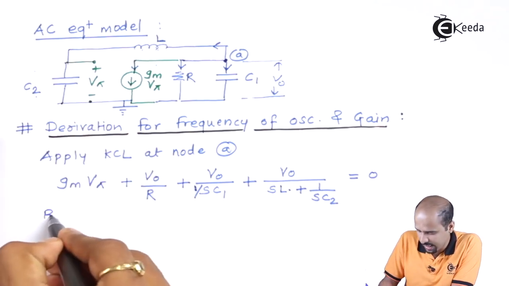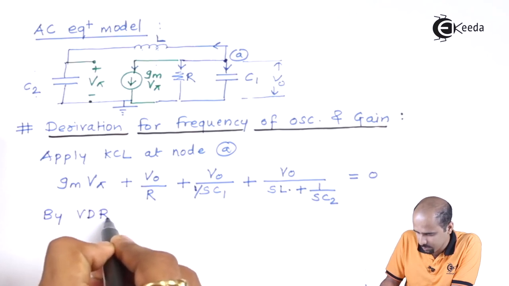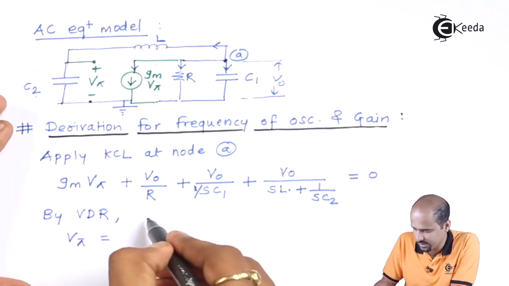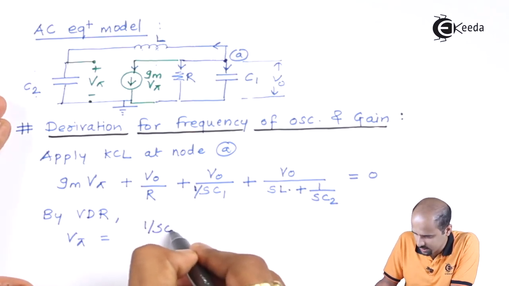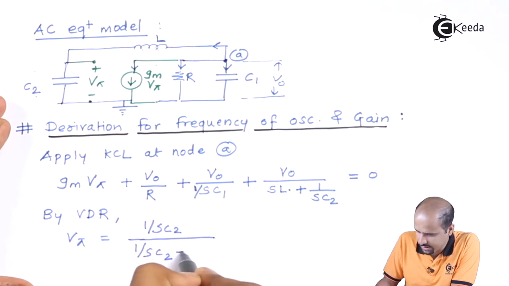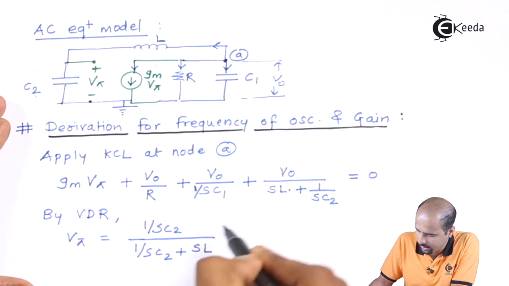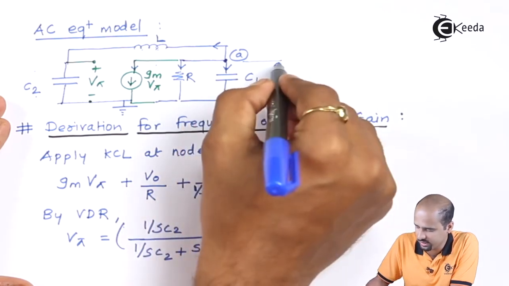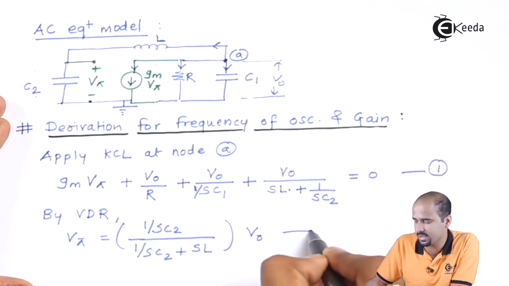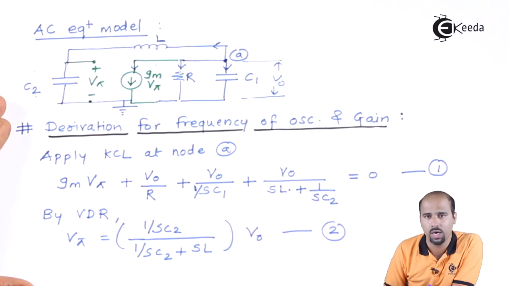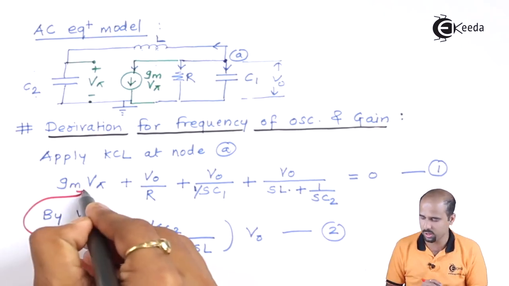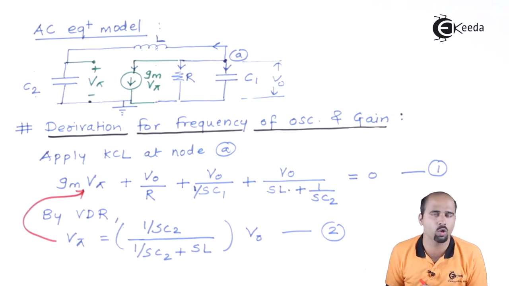So we'll write this by VDR, V pi is equal to, what is V pi? V pi is nothing but 1 upon SC2 divided by 1 upon SC2 plus SL into the total voltage, that is VO. So we'll treat this as equation number 1, this as equation number 2, and then we'll just have to put this value of V pi over here so that everything will be in the form of VO.